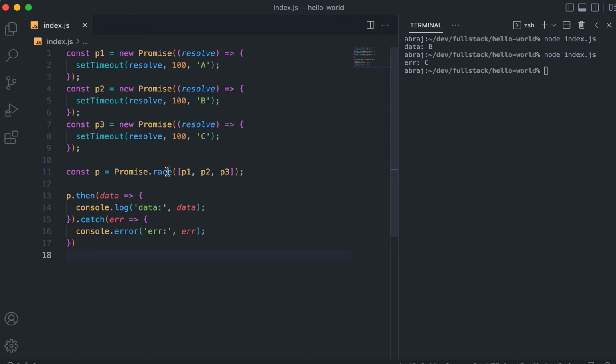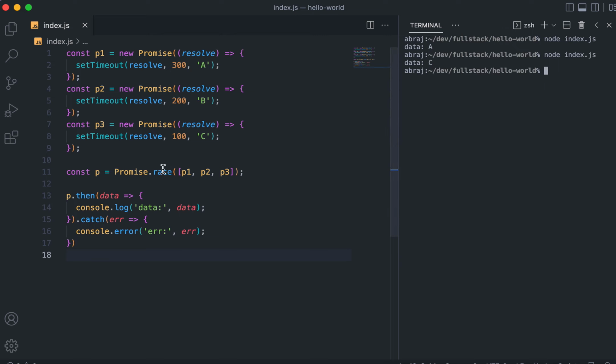Now, we saw race, right? In race, what is going to be the answer? It is going to be A, right? Okay, all are the same time. Let's keep different timing. So let's say 300, 200, 100, right? In this case, the first one to resolve is this thing, so it will be C.